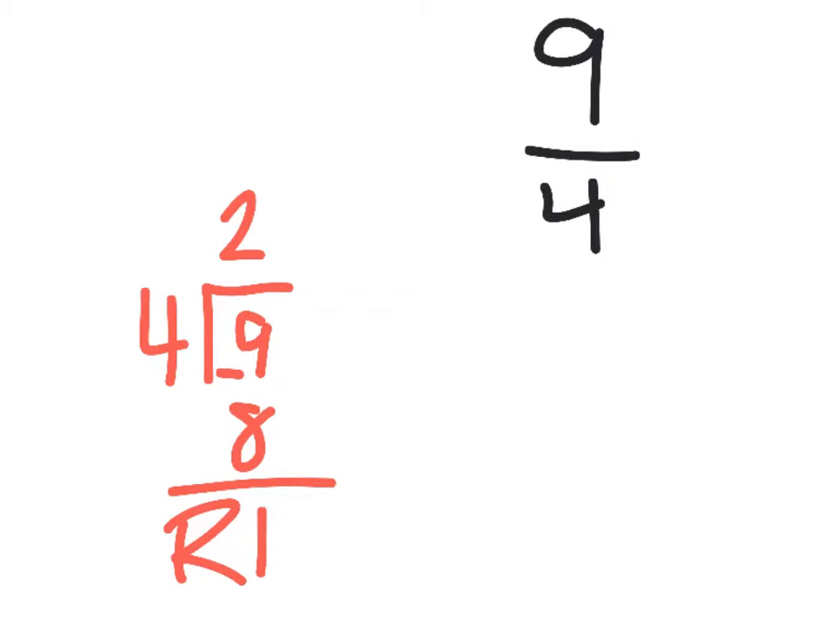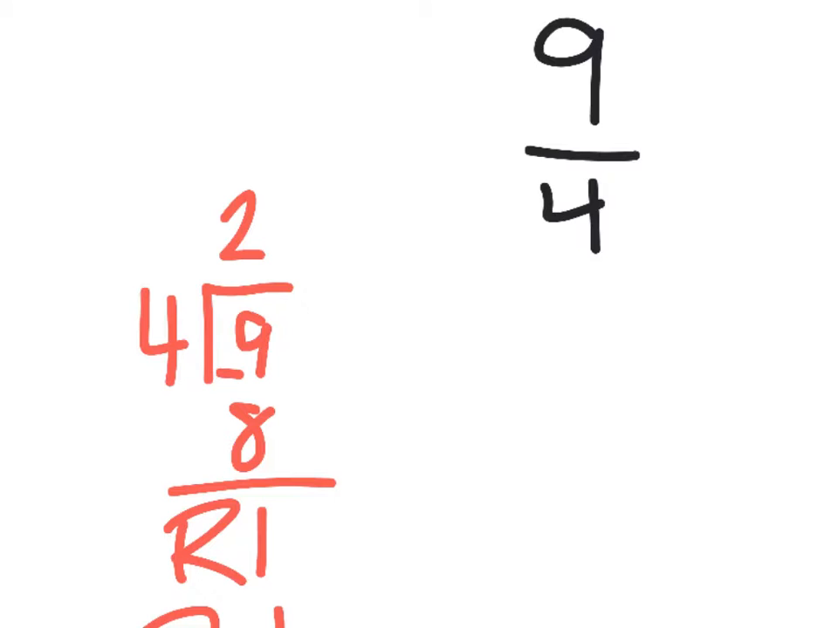That 2 is going to be my large number, or my whole, for my mixed number. The remainder is going to be my numerator, and my denominator stays the same. So my mixed number for 9/4 is going to be 2 1/4.